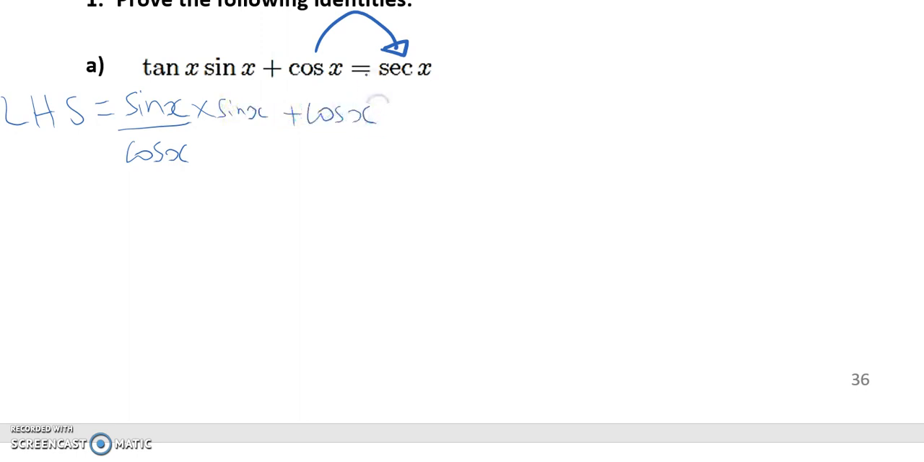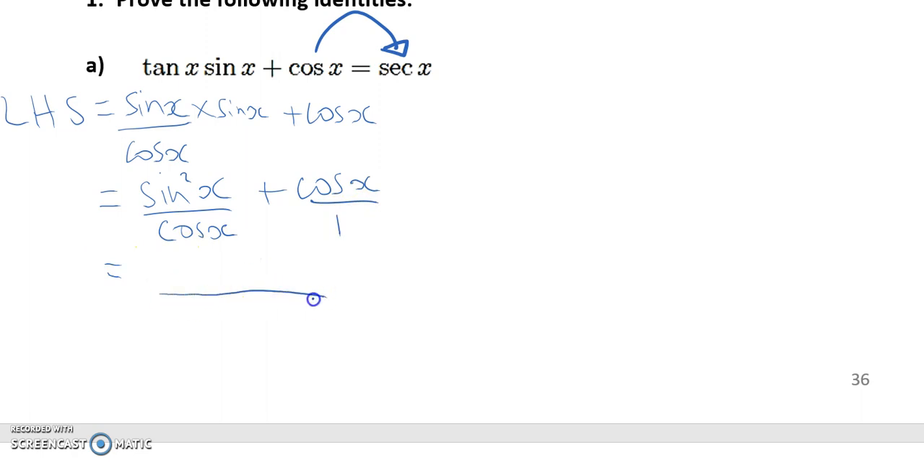Okay, and I want to rework this left-hand side to help me change it to become what's on the right-hand side. So just remember that's what we're doing here. So on the left now I've got sine squared x over cos x plus cos x over 1. And what I want to do now is I want to get myself a common denominator of cos x. Now, on the left I'm good. I've got sine squared x, and I don't need to do anything on the left because I've already got a cos x on the bottom.